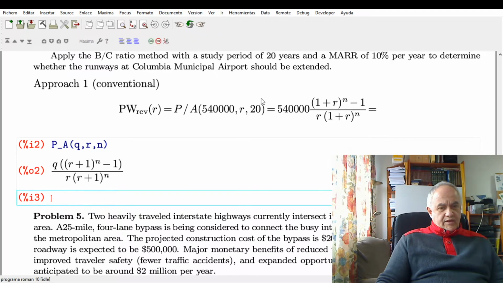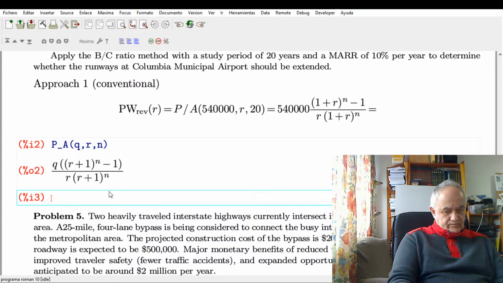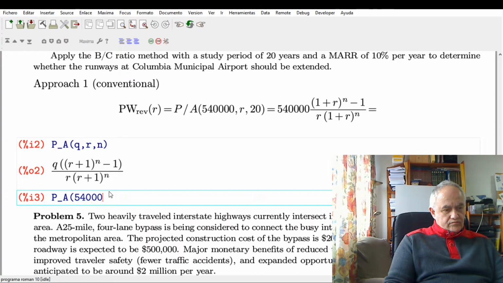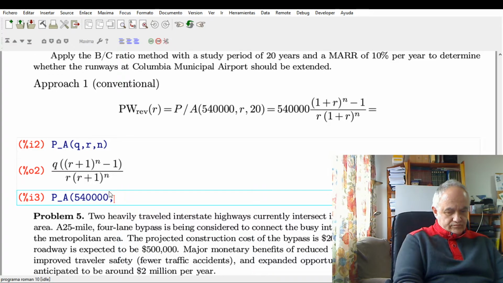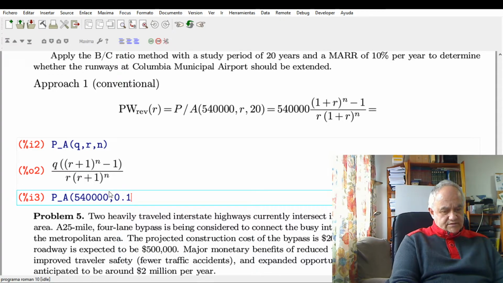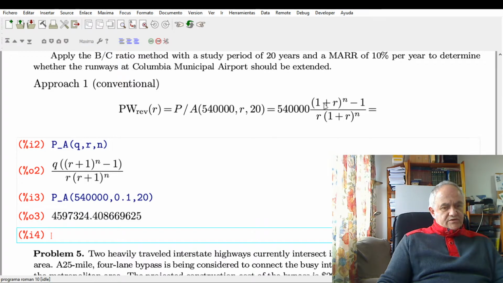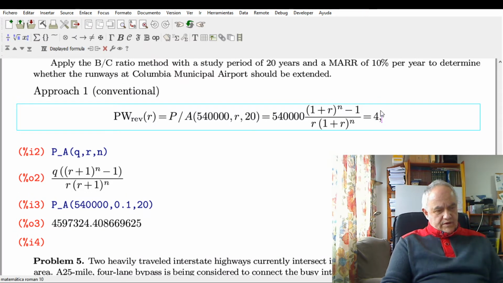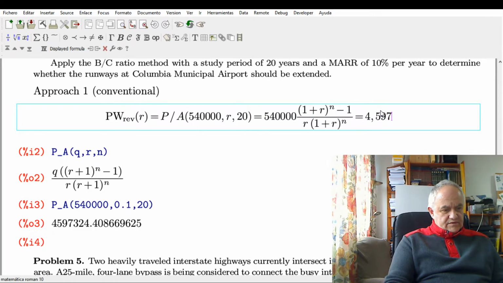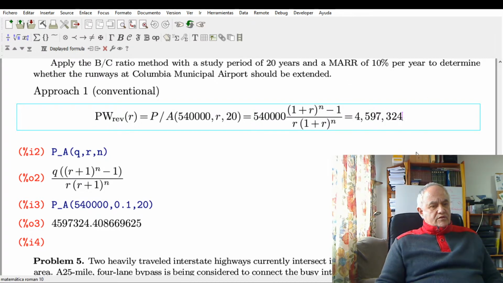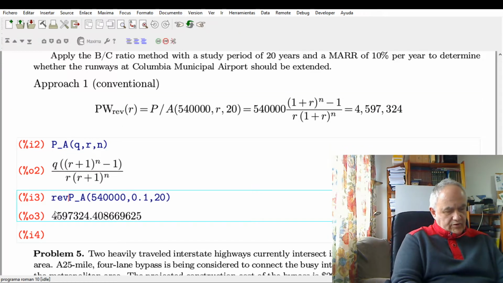Present worth will be P over A, 0.1 in our case, and equal to 20 years. Okay, so we know it's 4, 7, 3, 4. Okay, this is the present worth of the revenues. Okay, we'll call this revenues.